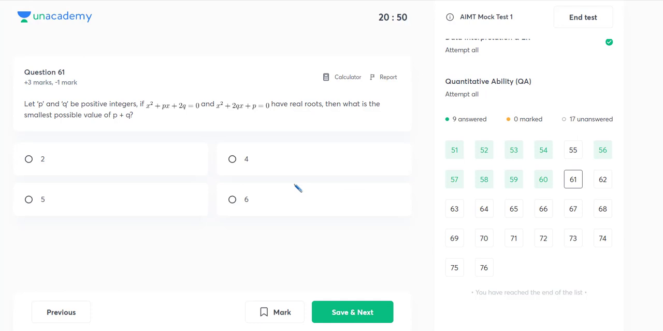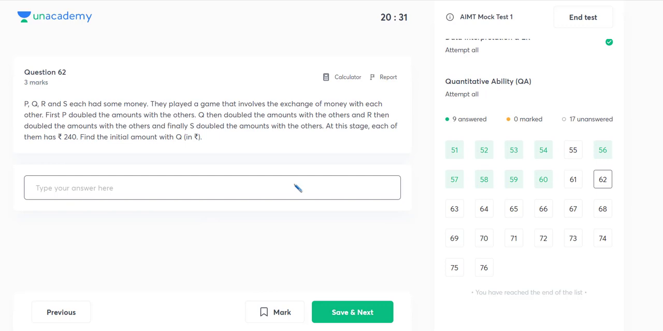After this, let P and Q be positive integers. If x square plus something is equal to 0 has real roots, what is the smallest value that P plus Q can take? Over here, since these have real roots, b square minus 4ac is the condition we can use. Smallest possible value. I think we should skip this. Let's go till the last question.